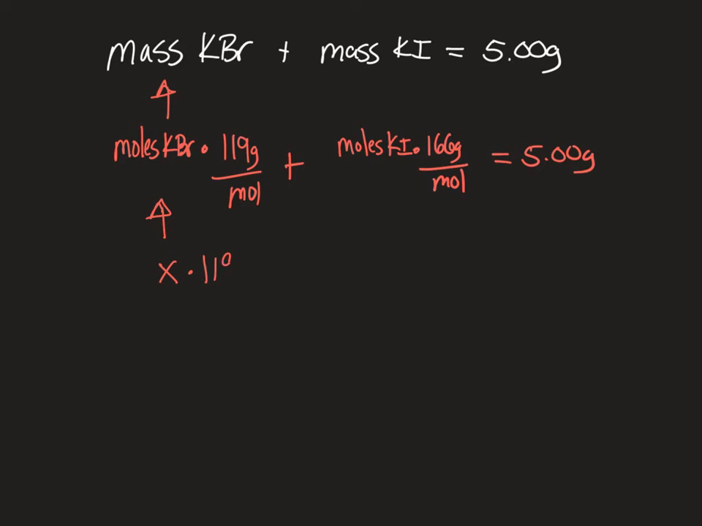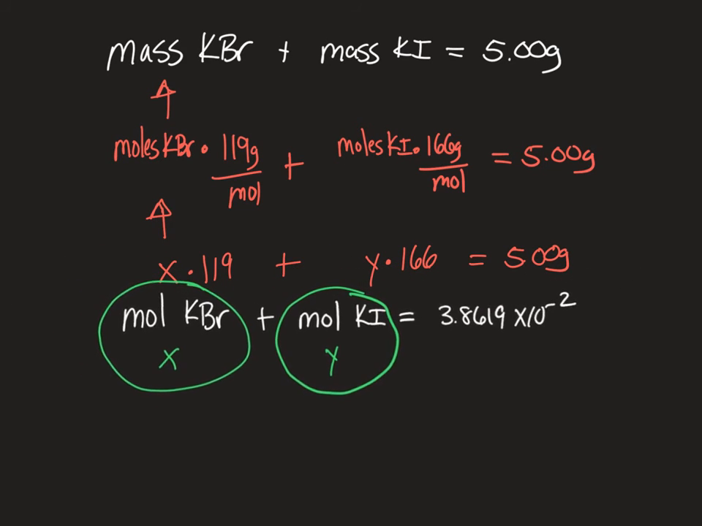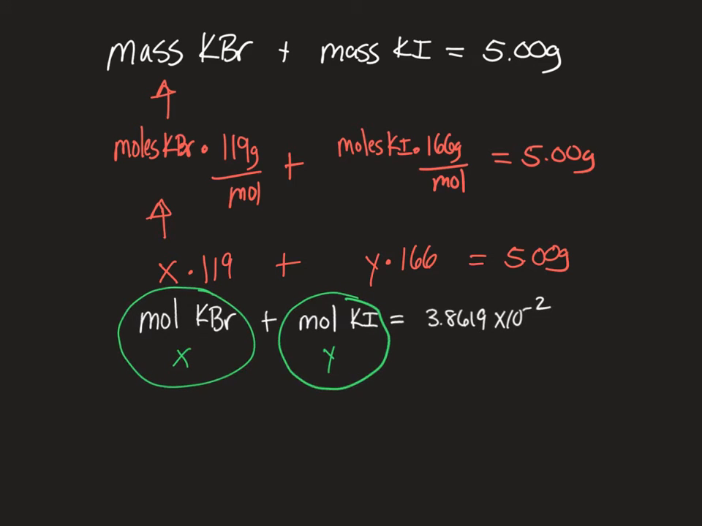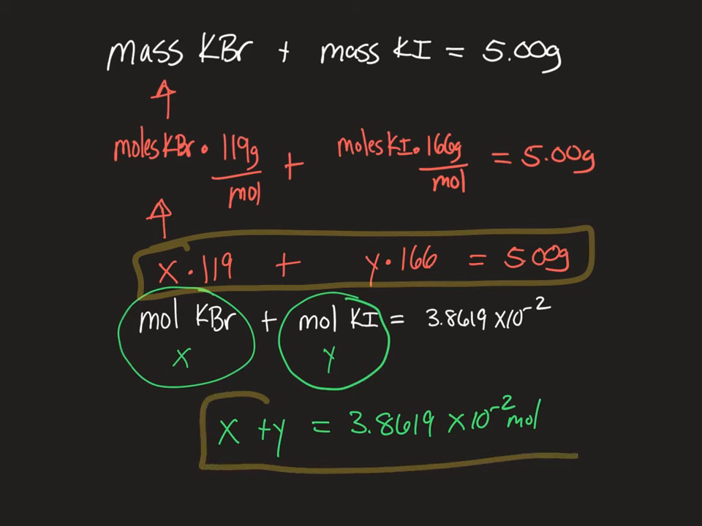Now, if you remember the other equation, I called moles of KBr x, so I'm going to make that x in this equation as well. And I called moles of potassium iodide y, so I'm going to make that y in this equation. So I'm kind of building two equations now and two unknowns. So here's that other equation that I had on the previous page, that moles of potassium bromide plus moles of potassium iodide was equal to 3.8619 times 10 to the minus 2. All right, so I've got this green equation down here, and that's one of the equations. And I've got the red equation up here. That's the second equation. So two equations, two unknowns. I can solve that with algebra.